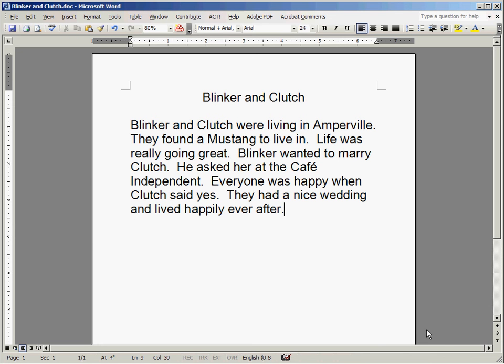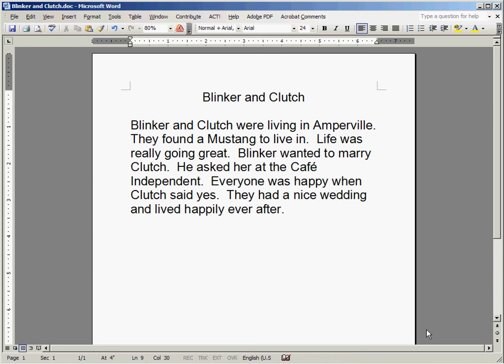This is a story that was written by one of my students last year. It was their first draft. The story reads, Blinker and Clutch. Blinker and Clutch were living in Amperville. They found a Mustang to live in. Life was really going great. Blinker wanted to marry Clutch. He asked her at the Cafe Independent. Everyone was happy when Clutch said yes. They had a nice wedding and lived happily ever after.